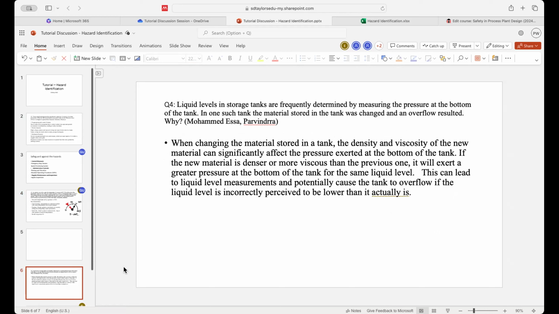The liquid level in storage tanks is frequently determined by measuring the pressure at the bottom of the tank. In one such tank, the material stored in the tank was changed and an overflow resulted. Why? When changing the material stored in a tank, the density and the viscosity of the new material can significantly affect the pressure at the bottom of the tank. If the new material is denser or more viscous than the previous one, it will exert a greater pressure at the bottom of the tank for the same liquid level. This can cause a tank to overflow if the liquid level is incorrectly perceived to be lower than it actually is.